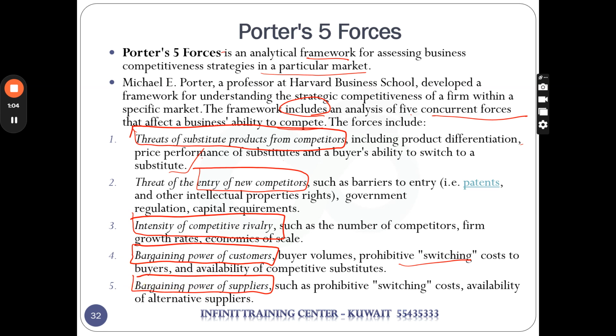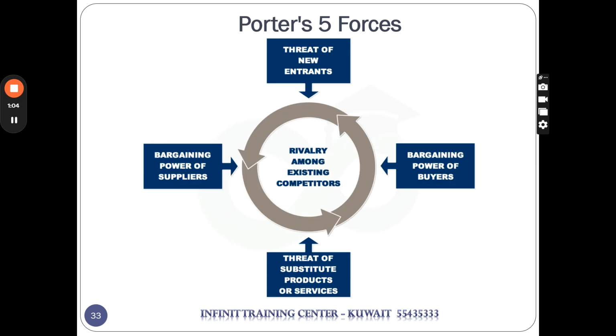So how many suppliers do you have? Do you have a lot of suppliers, or only one supplier? Then the bargaining power of the supplier is very high. Whatever price he says, we have to pay him. So all of these we have to consider as per Porter's 5 forces. That is what's shown here.